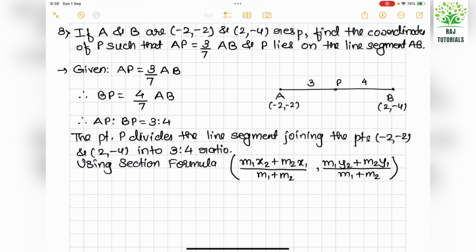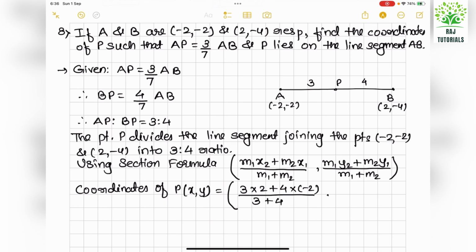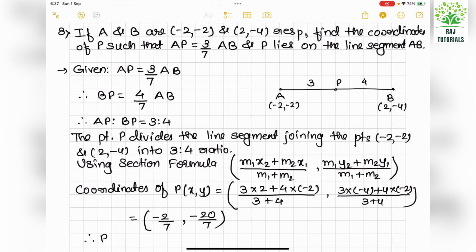So coordinates of P x comma y will be equal to 3 into 2 plus 4 into minus 2 by 3 plus 4, comma 3 into minus 4 plus 4 into minus 2 by 3 plus 4. So that will be equal to minus 2 by 7, comma minus 20 by 7. Therefore P x comma y equal to minus 2 by 7, comma minus 20 by 7.